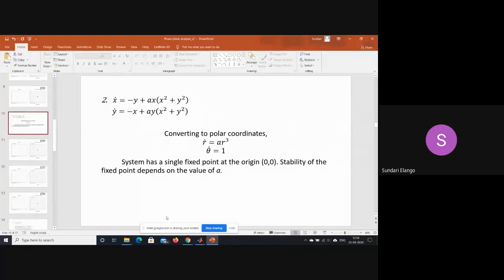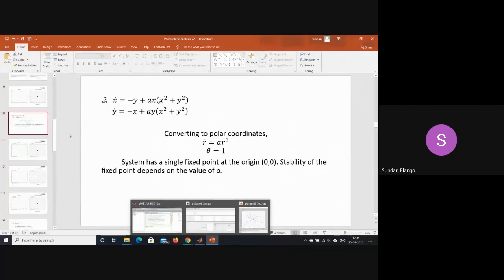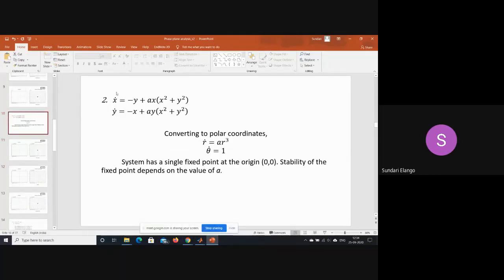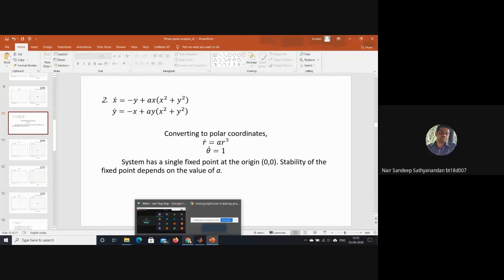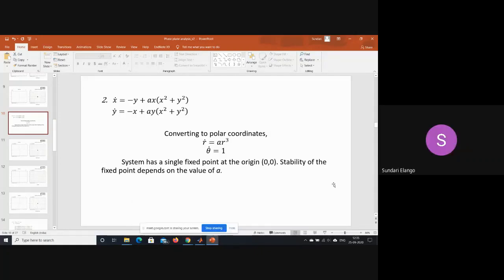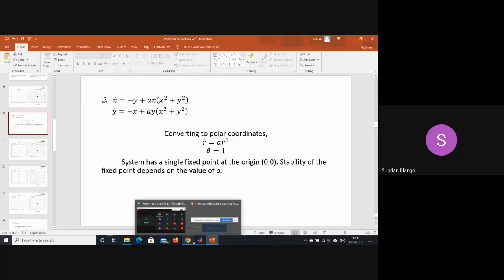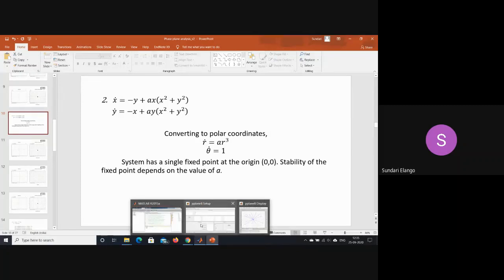So moving on. Now I'm taking a different kind of system, which is indicated by x dot equal to minus y plus a x into x square plus y square, and y dot equal to minus x plus a y into x square plus y square. So this system is a little complicated when you try to solve the system in normal xy. So I basically just converted to polar coordinates, and then if you find the null lines, you can plot it a lot more easily.